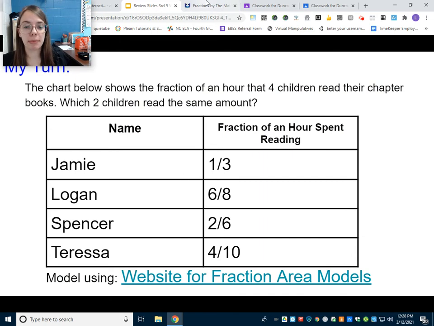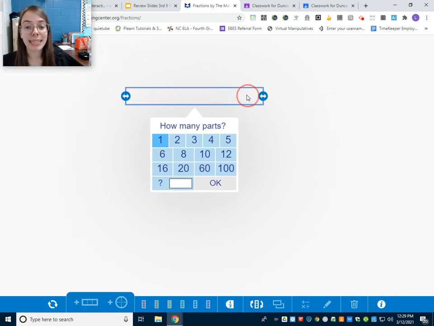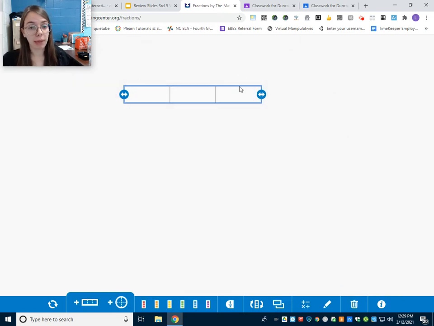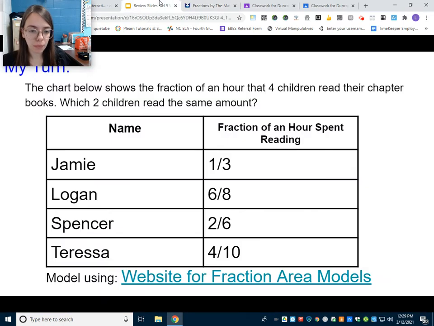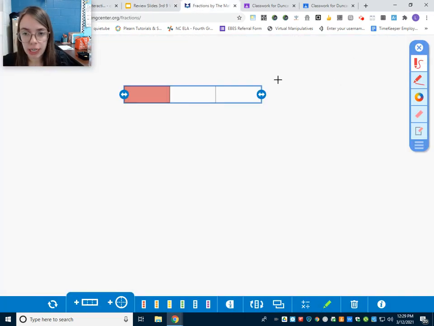So let's build Jamie's amount, 1/3. So 1 is my numerator, 3 is my denominator, and my denominator tells me my total amount of parts. So I know that 1 out of the 3 parts will be shaded in. Okay, and that was Jamie. You might want to add a J for Jamie, okay? That way I can keep track.